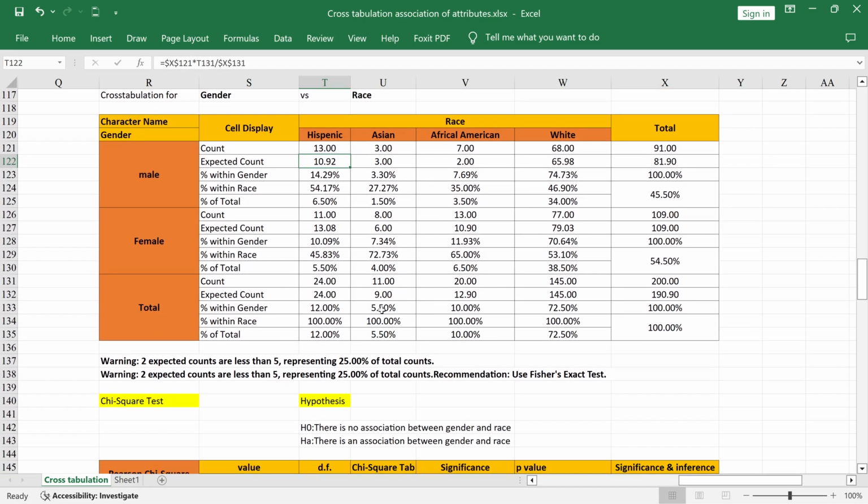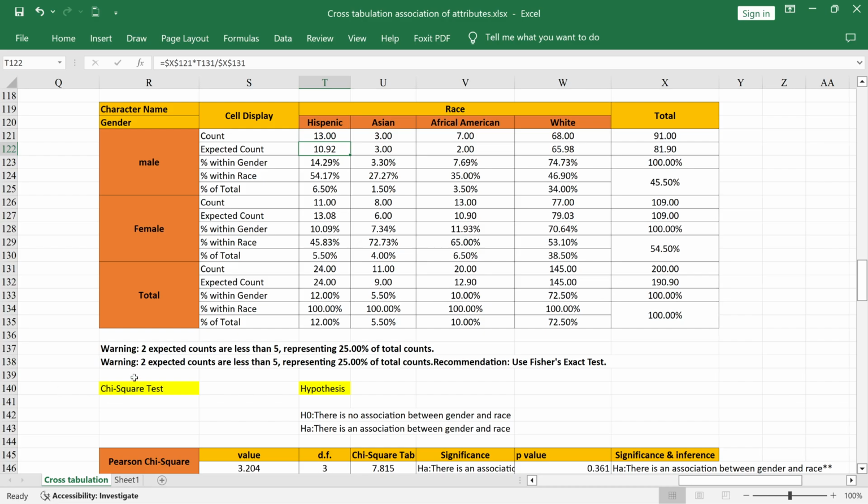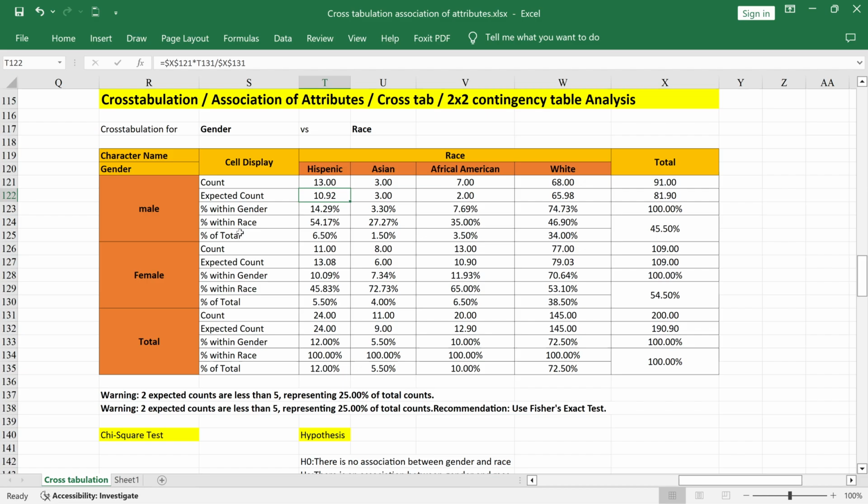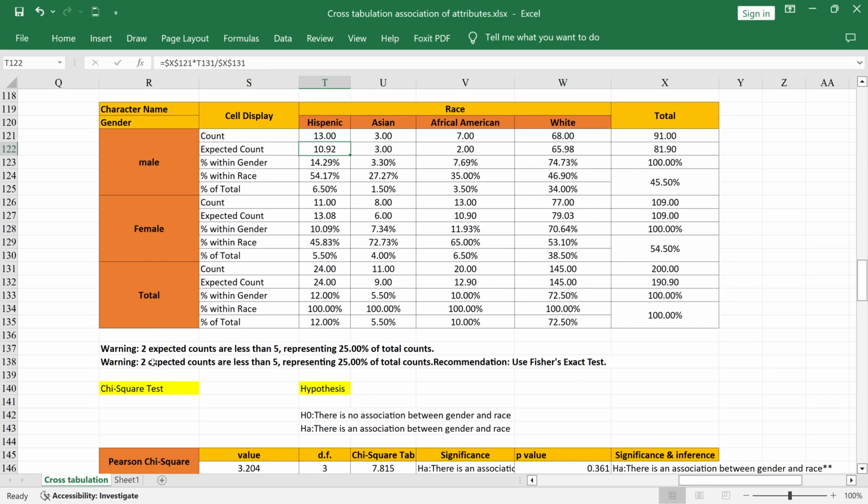So below that, a very important thing. How do we know whether gender and race are associated with each other? Because we need to get to know the association of gender and race, right? So you can see here one warning: 2 expected counts are less than 5, representing 25% of the total count.